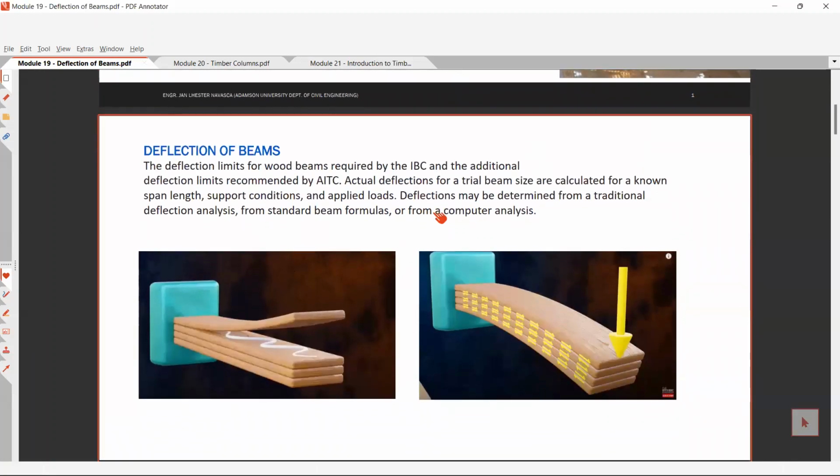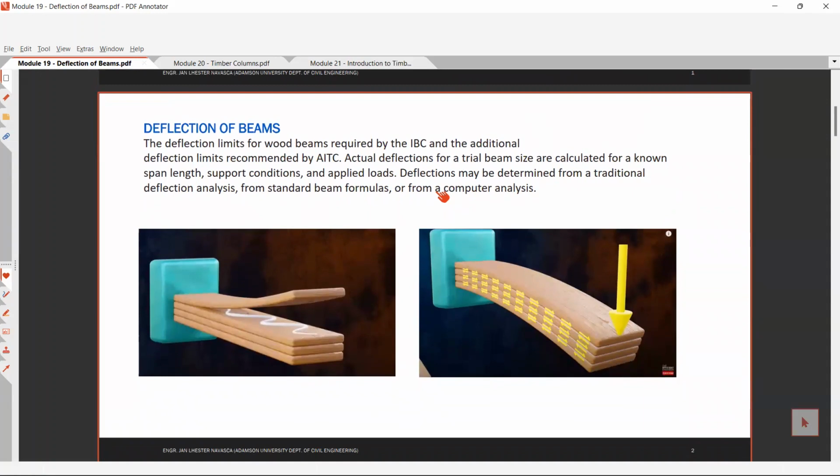The deflection limits for wood beams are required by the IBC, the International Building Code, and there are additional deflection limits recommended by the AITC. The actual deflections for a trial beam size are calculated for a known span length, support condition, and applied loads. Deflection may be determined from a traditional deflection analysis, standard beam formulas, or a computer analysis. It is the same as what we gave in steel design. In steel design, we had different allowable deflections.